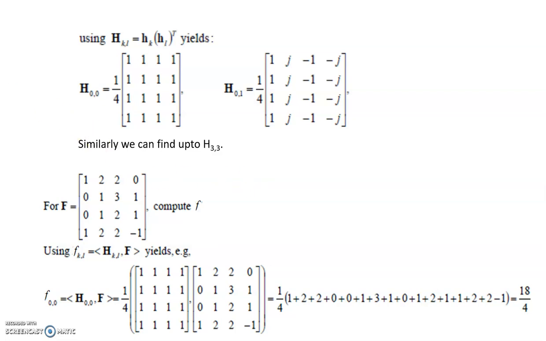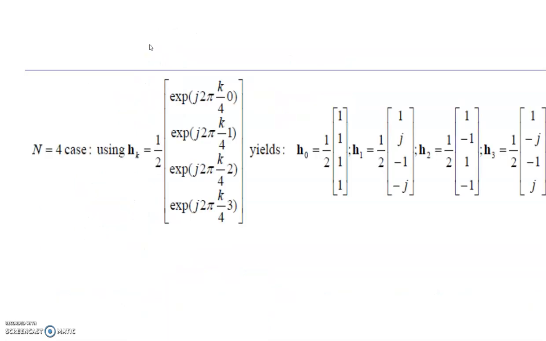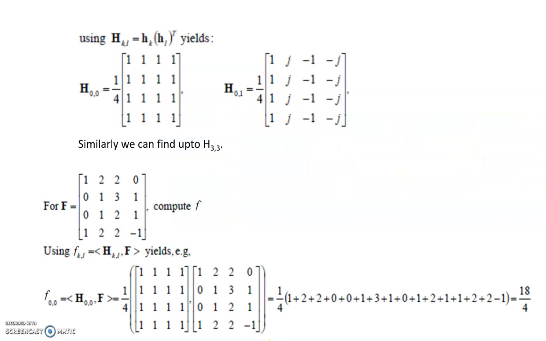Now, I have found the one-dimensional HK. Now I have to find the two-dimensional basis HKL. So HKL equals HK into HL transpose. If I want to find H00, I have to take H0 into H0 transpose. You already calculated the value for H0. H0 was 1 by 2 times 1, 1, 1, 1. So to find H00, H0 into H0 transpose.